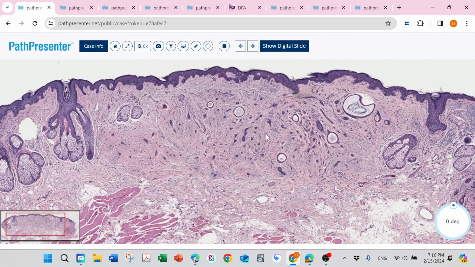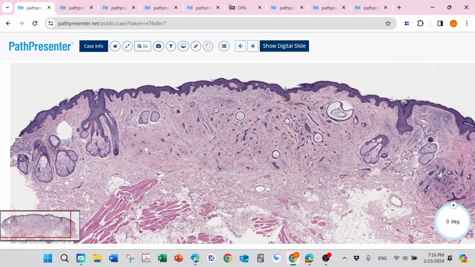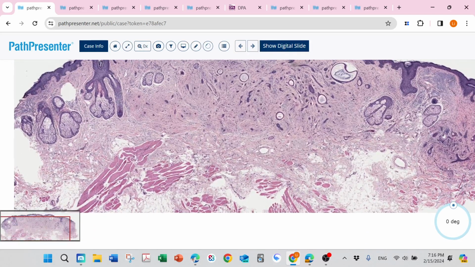That is one feature for desmoplastic trichoepithelioma. Sometimes you will see calcification, though we do not see it here. And then this lesion does not go down deep and is well circumscribed. If we go really deep, even into the muscle and subcutaneous tissue, that is microcystic adnexal carcinoma.